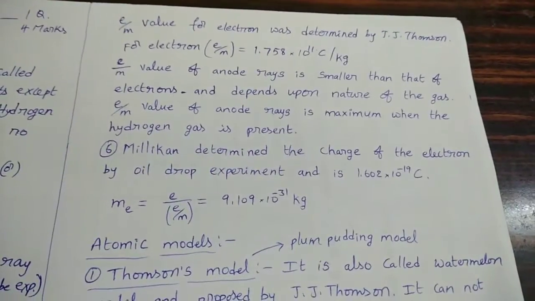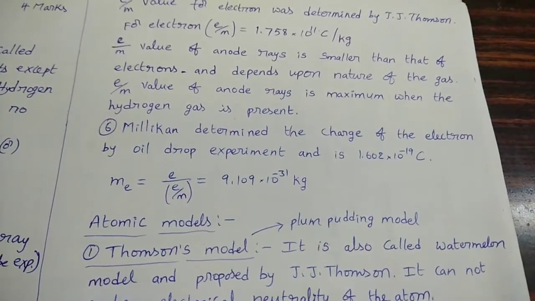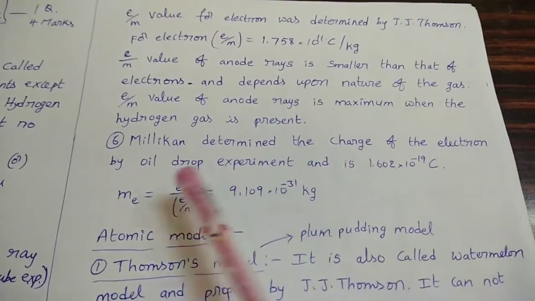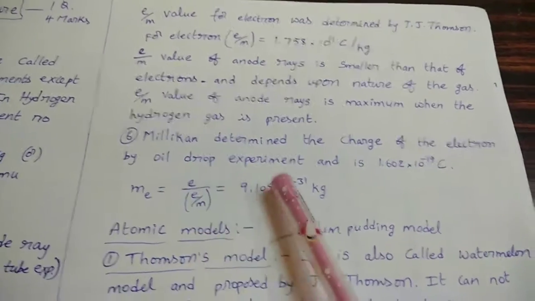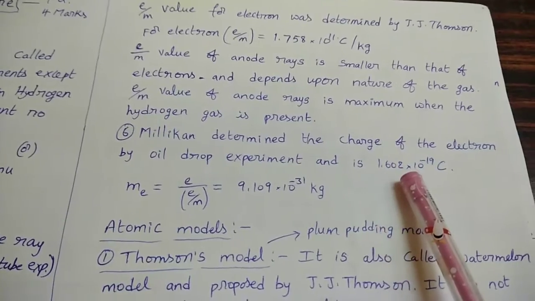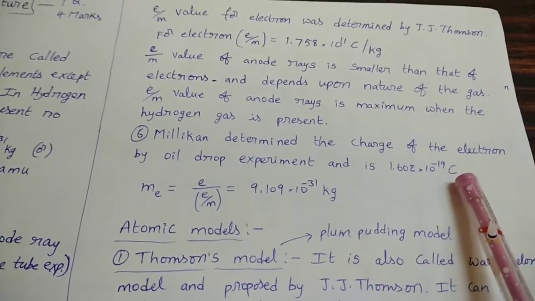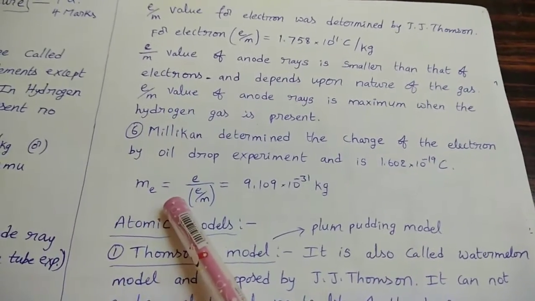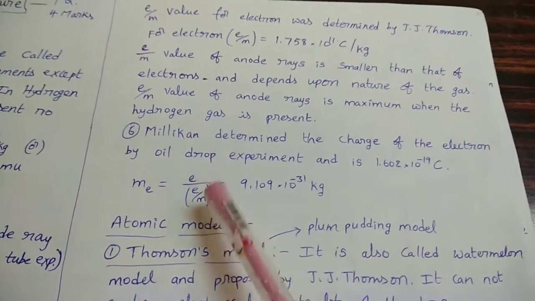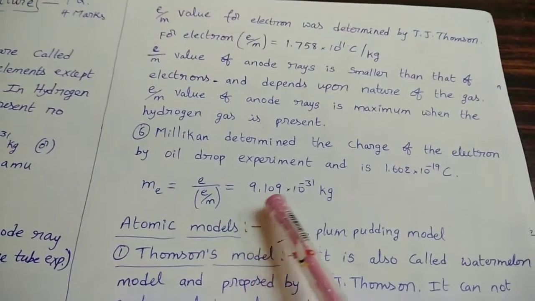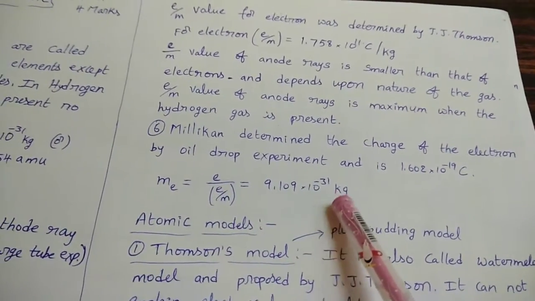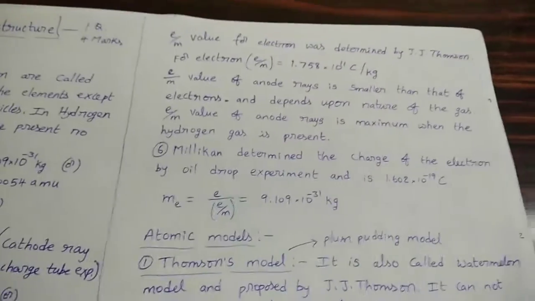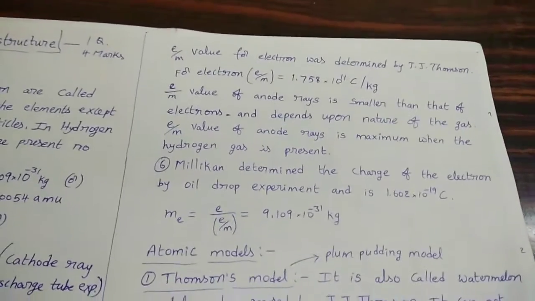Next, Millikan determined the charge of the electron by the oil drop experiment. So the charge of the electron was determined by Millikan. The experiment is the oil drop experiment and its value is 1.602 × 10^-19 coulombs. From this we can calculate the mass of the electron: m_e equals charge of the electron e divided by e/m, that equals 9.109 × 10^-31 kilograms. So these are important points related to subatomic particles.